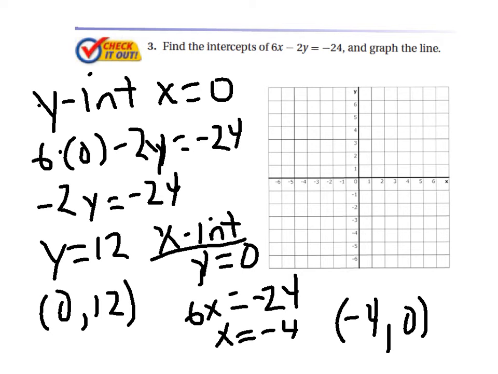Let's plot those 2 points. And I notice my graph is too small, so I have to improvise a little bit. The y-intercept is going to be at 0, positive 12, which is going to be way up at the top of the screen, way up here. We got 6, 7, 8, 9, 10, 11, 12. And then the x-intercept is at negative 4, 0. And then to sketch the graph, we simply draw a straight line between the two, put in some arrows, and there's our answer. There's the graph of the line, 6x minus 2y equals negative 24.